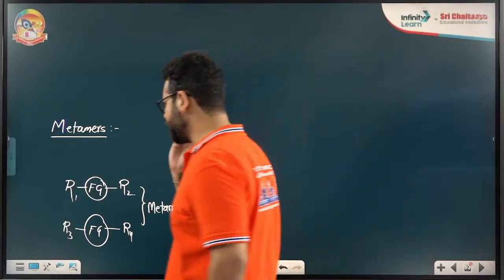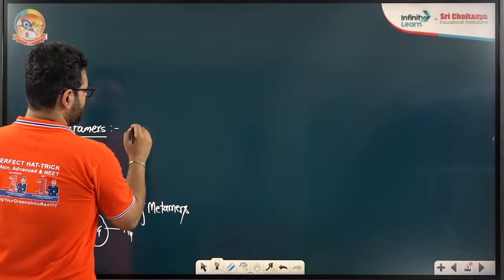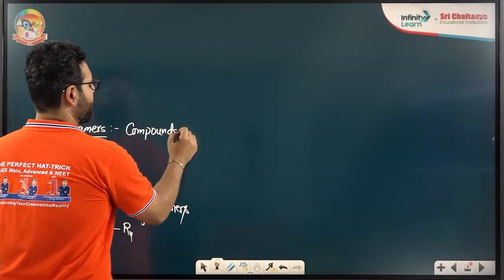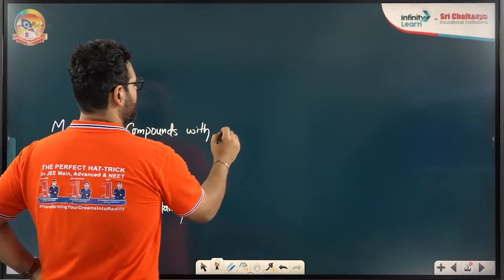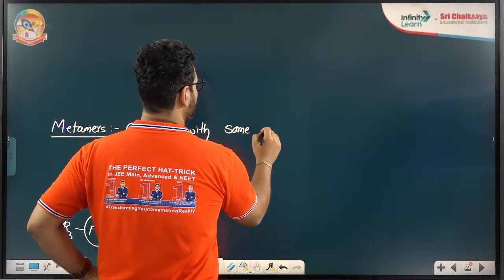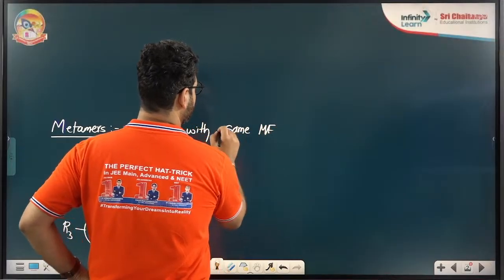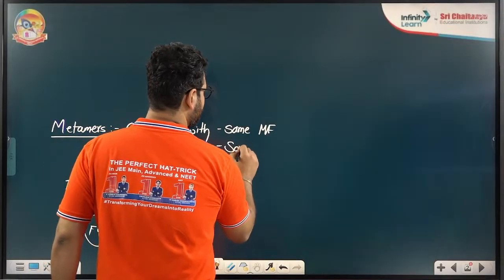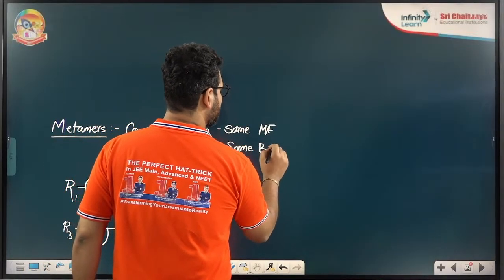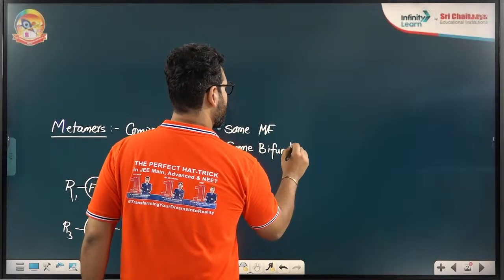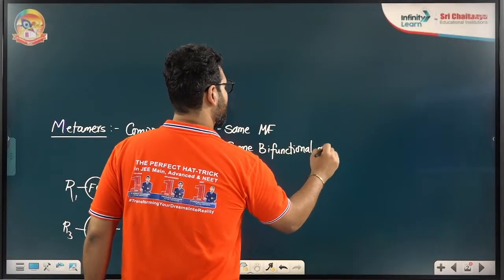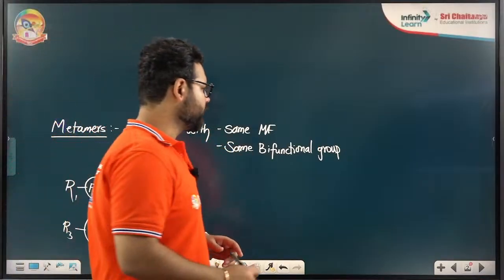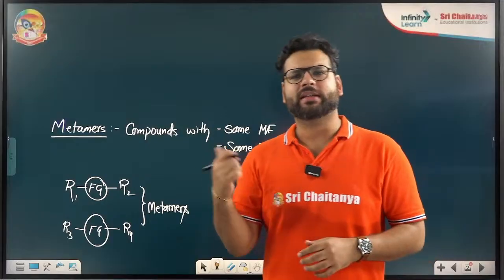So we'll write down: metamers are compounds with the same molecular formula and the same bifunctional group. I told you which type of group: one which attaches alkyl on this side and alkyl on this side.